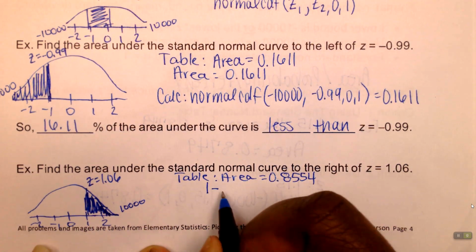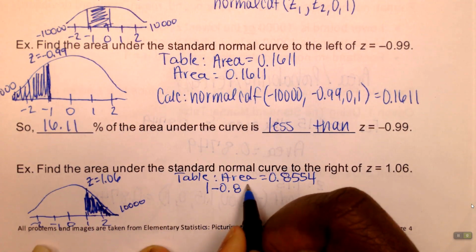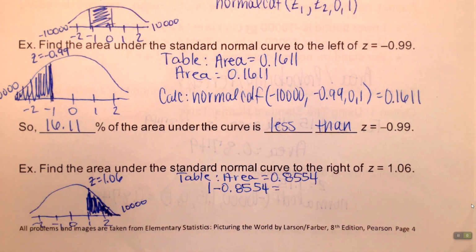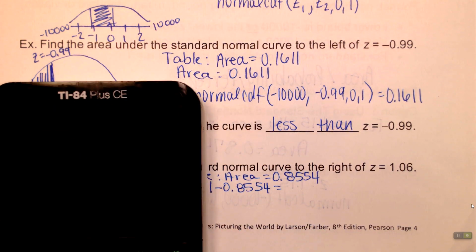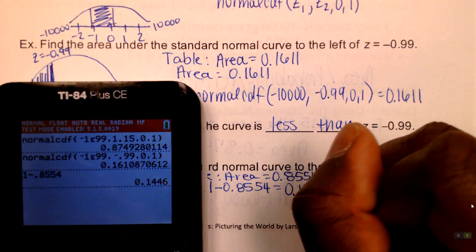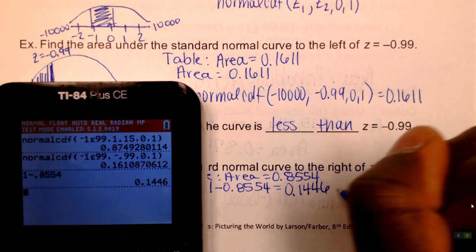My graph didn't look the same, so I'm going to do the opposite of what the table says. And you could have done that mentally, but I just wanted to make sure my numbers are right because we work with a lot of numbers. So 0.1446.